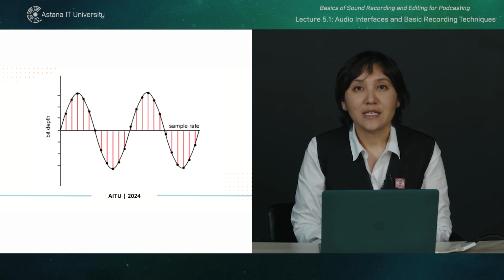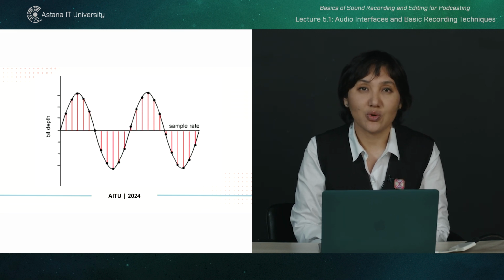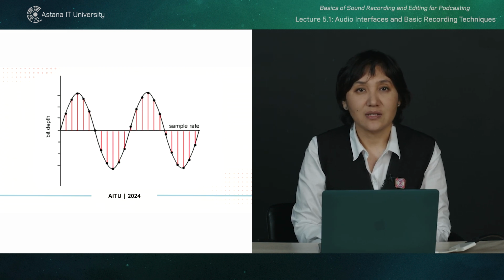It's measured in kilohertz. Common sampling rates include 44.1 kHz used for CDs and 48 kHz standard for video and broadcast audio. A higher sampling rate results in better audio quality, as it captures more detail from the original sound.